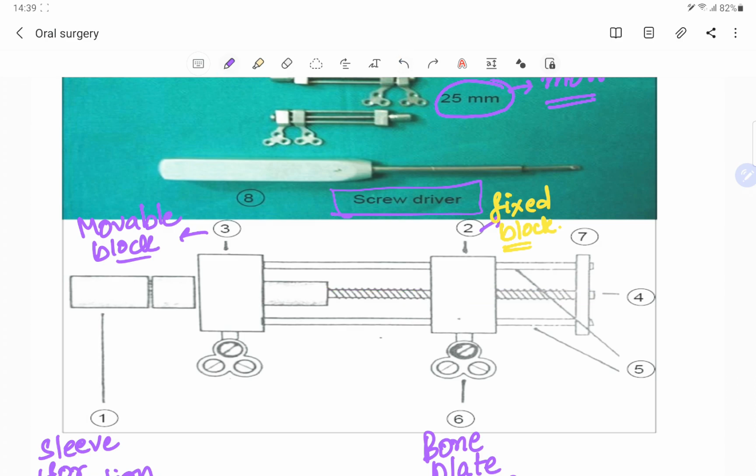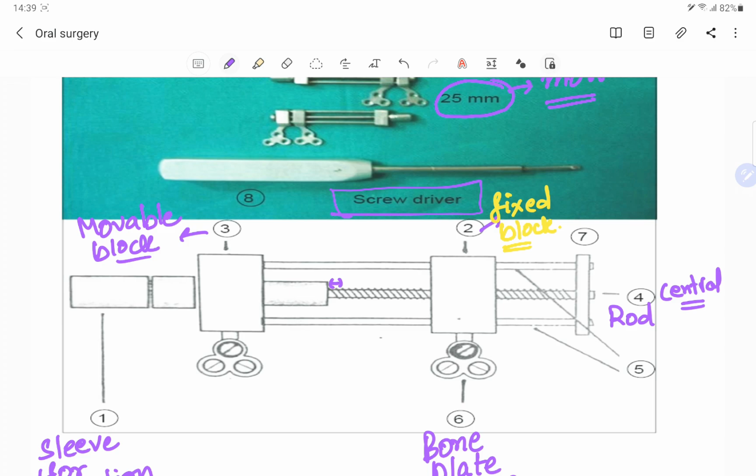So the fourth one is the central rod. This central rod has a pitch, and each pitch is 0.5 millimeters. So if you make a 360 degree turn, that will bring about a distraction of 0.5 millimeters, right.